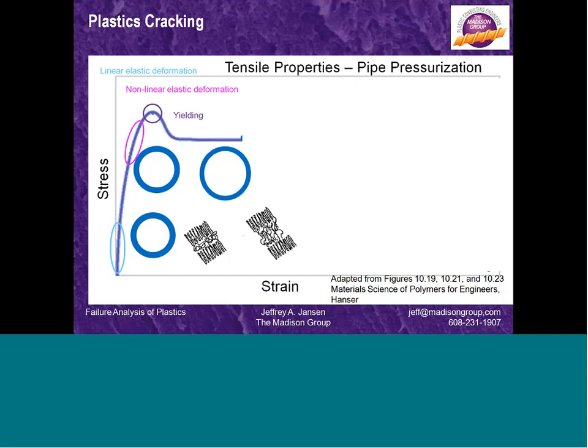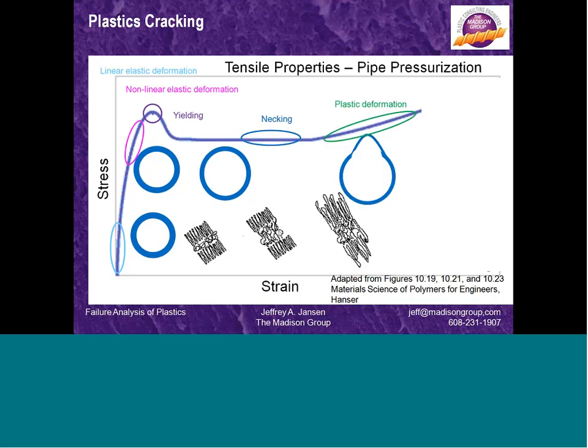However, once we go through yielding, now we're going to see that there's a permanent change within the pipe. We're going to see that the wall gets a little thinner. We're going to see permanent expansion. On a molecular level, we're going to see that these tie molecules within the center start to stretch out and orient themselves. We go through some necking and then plastic deformation. If we were looking at a tensile bar, we'd see that the plastic part was then stress whitened. The same would happen with our pipe section, and again, further evidence of permanent deformation.